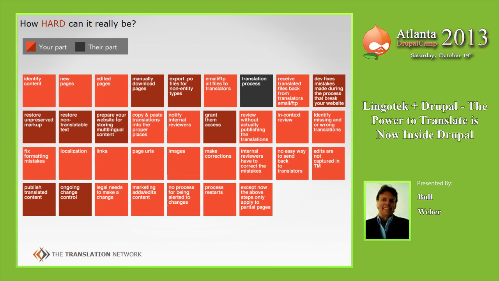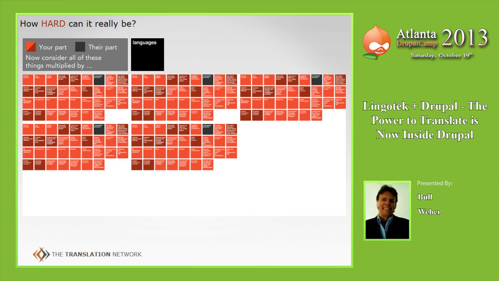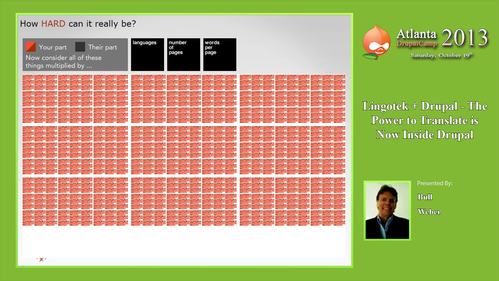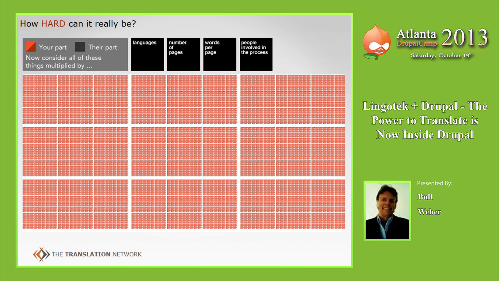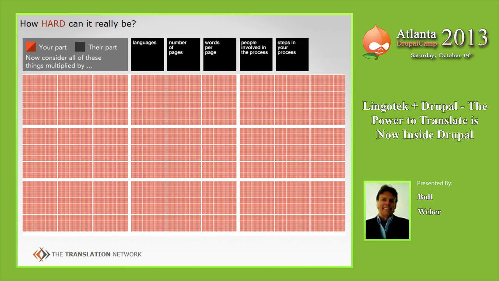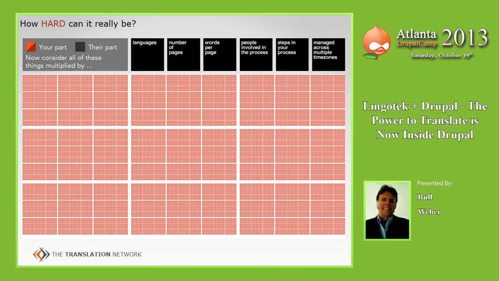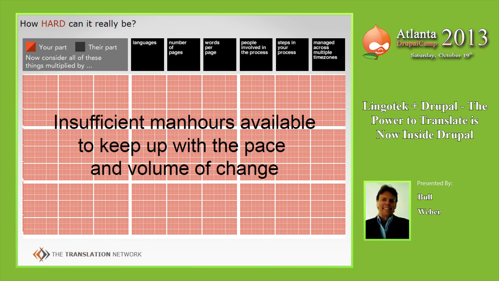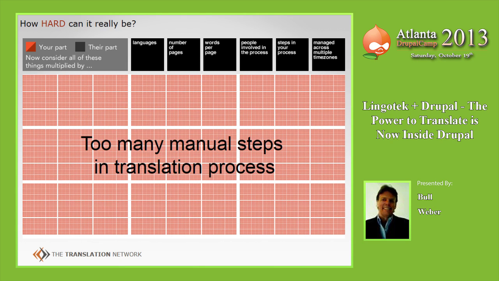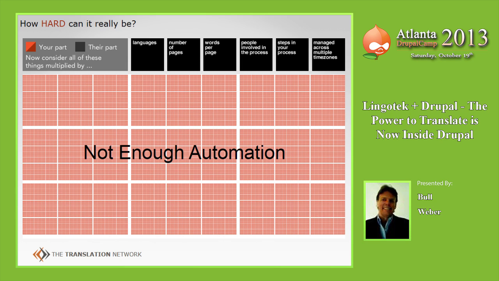And when you begin to multiply that process times the number of steps and the number of languages you're translating into, the number of pages that you're translating, words per page, people involved, steps in the process, which, there is some variance in that basic process, multiple times, you can see that the cycles that are required, almost nobody is staffed up adequately to support that. They just don't have the man hours available to keep up with the pace and the volume of change. The reason for that is there are too many manual steps in the process, right? There's just not enough automation.